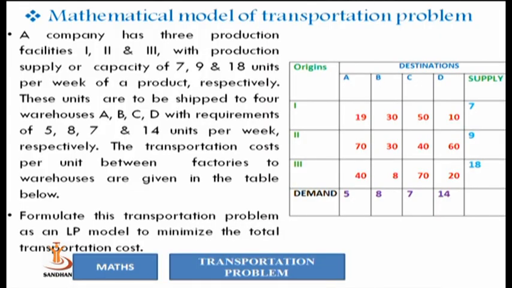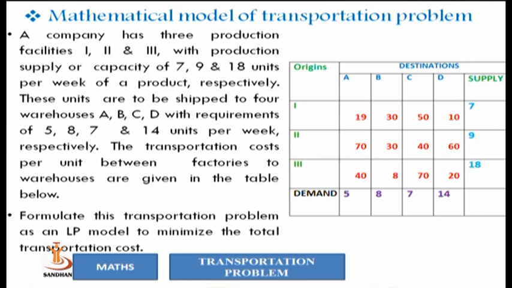For example, let us see the mathematical model of transportation problem. Here we have a company which has 3 production facilities, say 1, 2 and 3, with production supply or capacity of 7, 9 and 18 units per week of a product respectively. These units are to be shipped to 4 warehouses A, B, C and D with requirements of 5, 8, 7 and 14 units per week respectively.